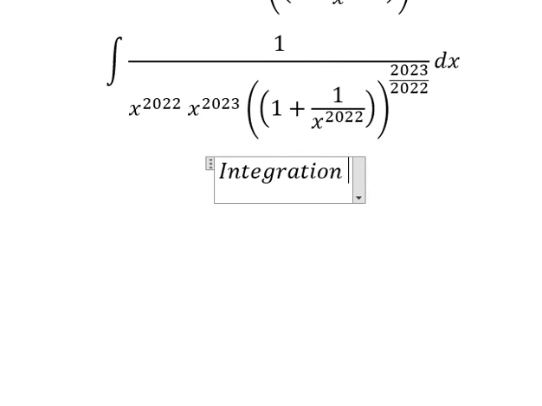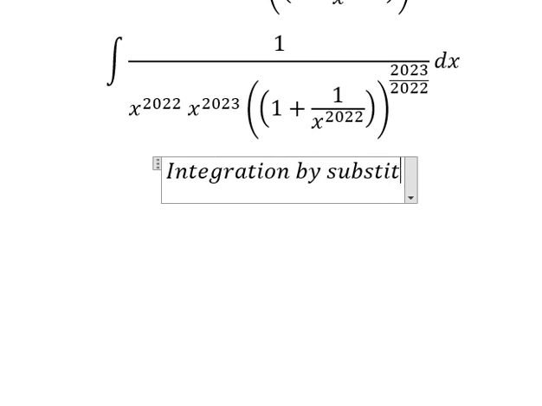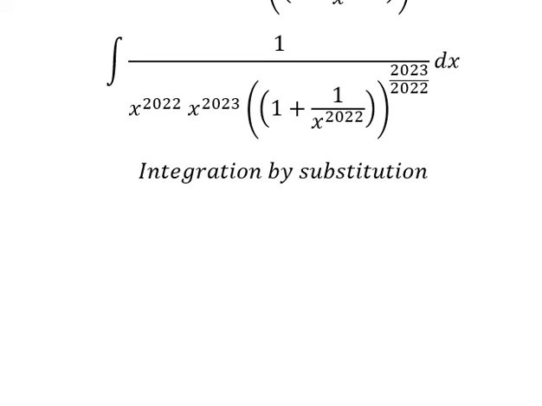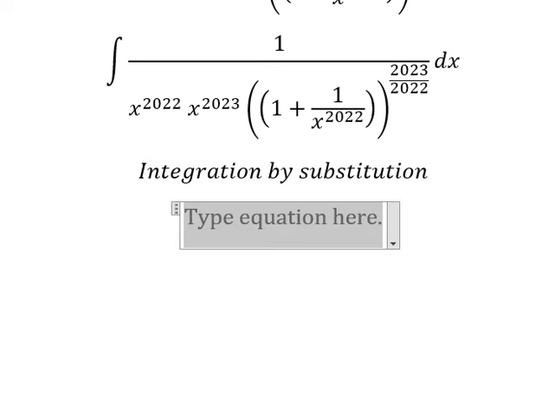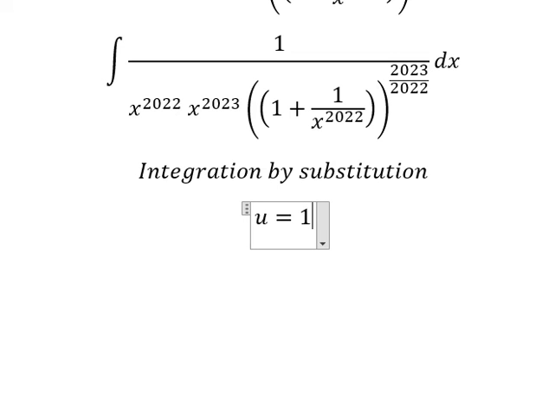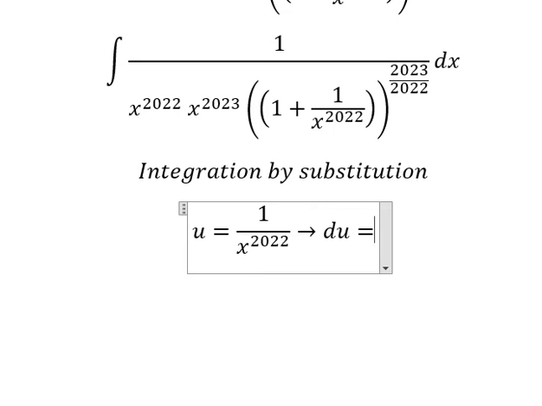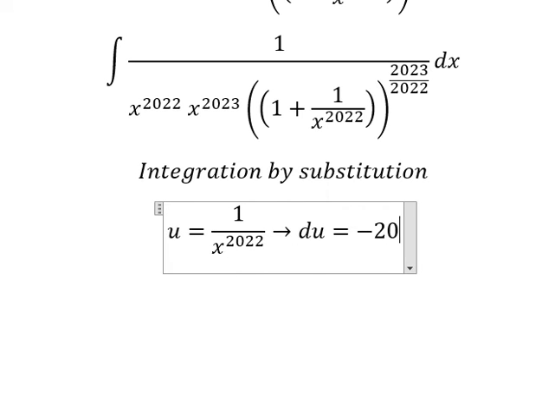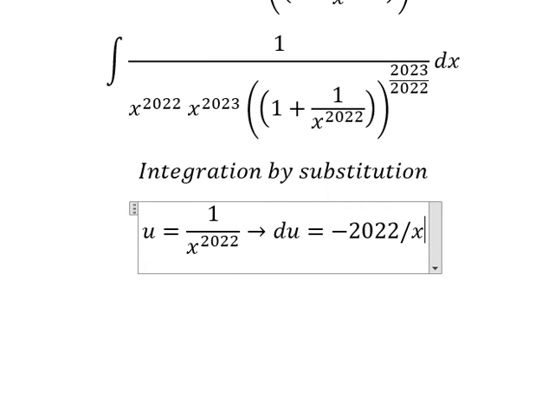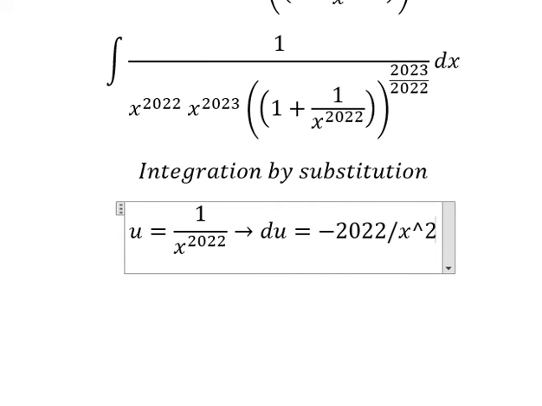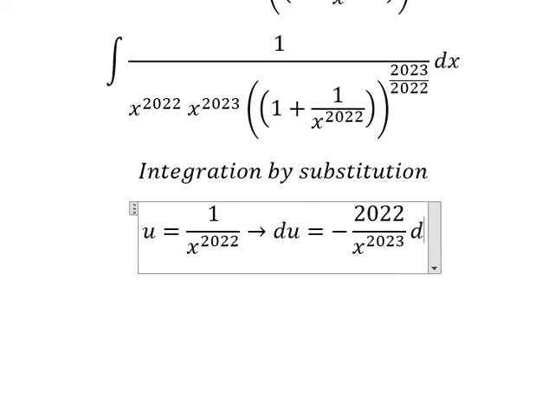Next, we need to use integration by substitution. So I will put u equals to 1 over x to the power of 2022. Later that, we do first derivative for both sides, and we have du equals to negative 2022 over x to the power of 2023 dx.